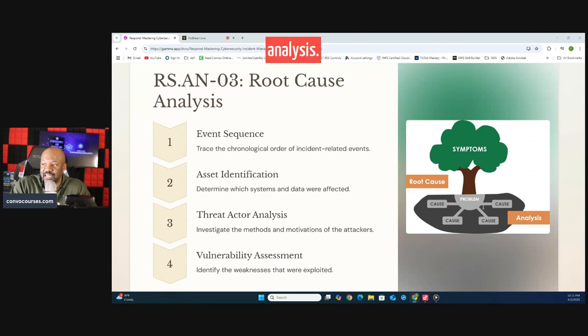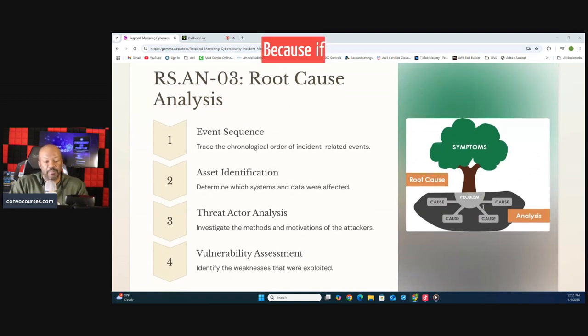RSAN3, root cause analysis. Now this is super huge, because if we can figure out why this pattern occurred, if it ever happens again, if we can get to the bottom of it, we might be able to fix it permanently. And that's why root cause analysis is really important. There's a sequence that'll explain what this is all about. It's event tracing how this thing happened in the first place, going all the way to the root. That's why I call it root cause analysis.